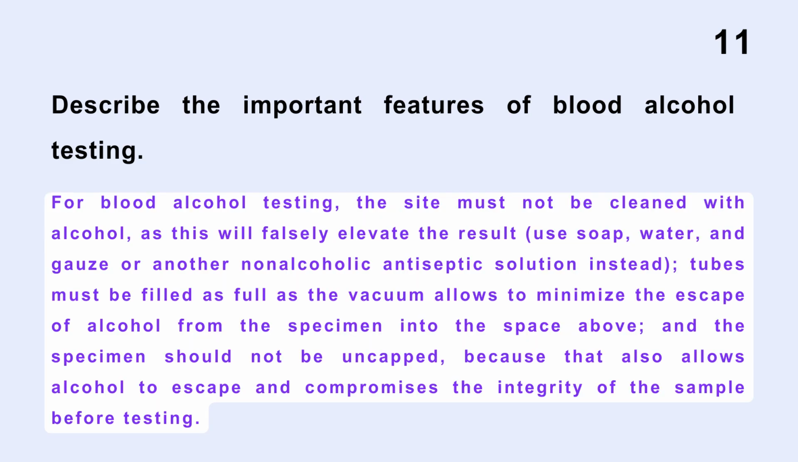Number 11. Describe the important features of blood alcohol testing. For blood alcohol testing, the site must not be cleaned with alcohol, as this will falsely elevate the result. Use soap, water, and gauze or another non-alcoholic antiseptic solution instead. Tubes must be filled as full as the vacuum allows to minimize the escape of alcohol from the specimen into the space above, and the specimen should not be uncapped, because that also allows alcohol to escape and compromises the integrity of the sample before testing.